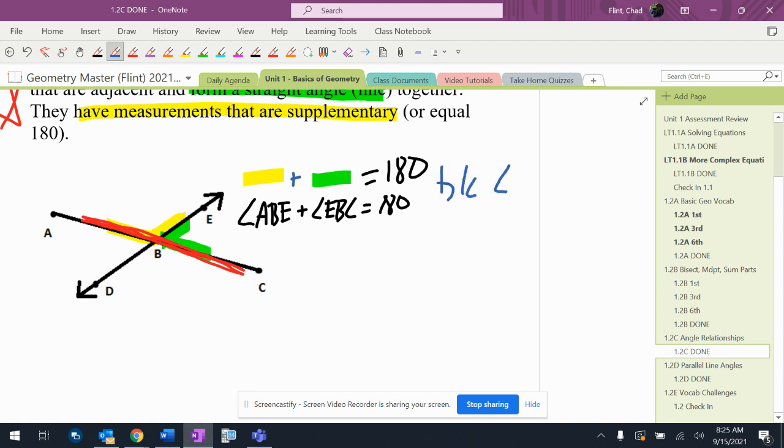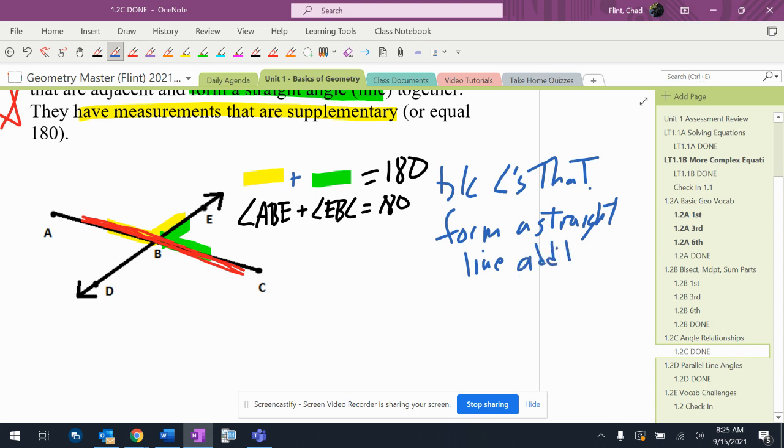I'm going to write down that angles that form a straight line add to 180, or I could use supplementary there. You can use SUPP to abbreviate supplementary. So I'm going to be seeing these things throughout. There are more pairs that form a straight line in there. And again, no matter what the diagram looks like, this is going to happen in a lot of diagrams.